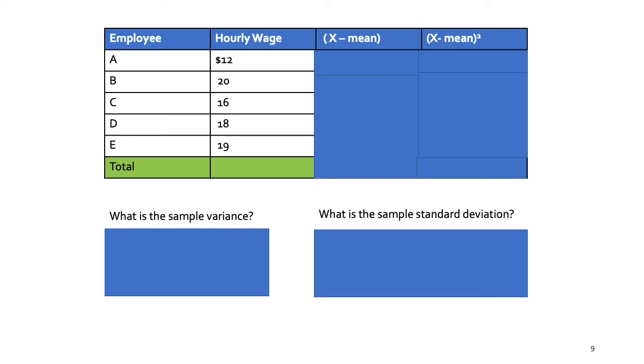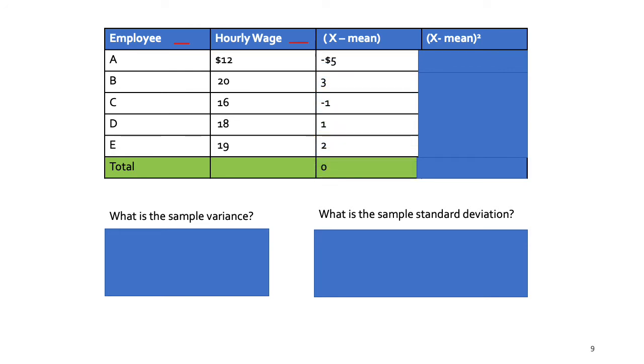Okay, so here's our data represented again. Here are our employees, and here are our hourly wages. We know that the mean is 17, so let's go in and find the deviations. The first deviation from the mean is going to be 12 minus 17, which is equal to -5. And then we can find the rest.